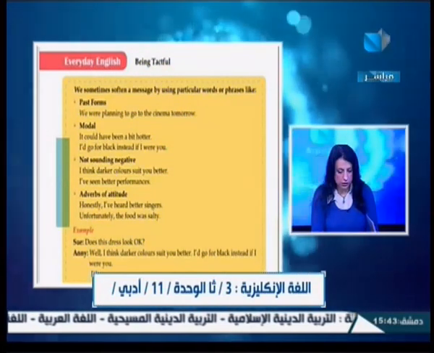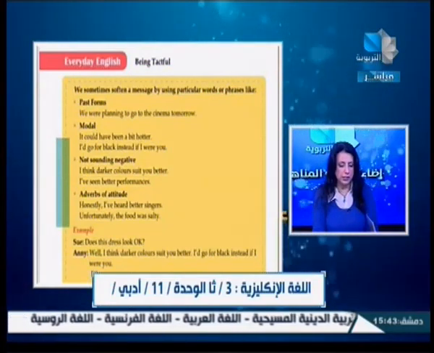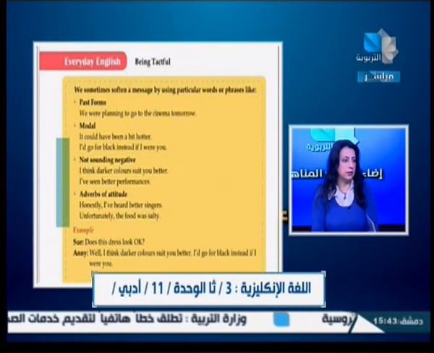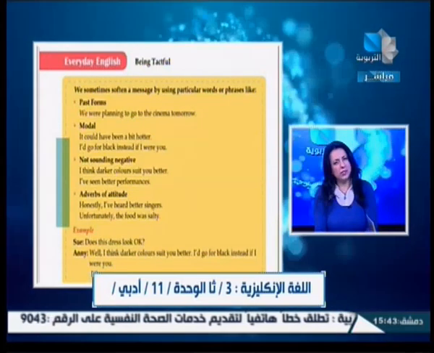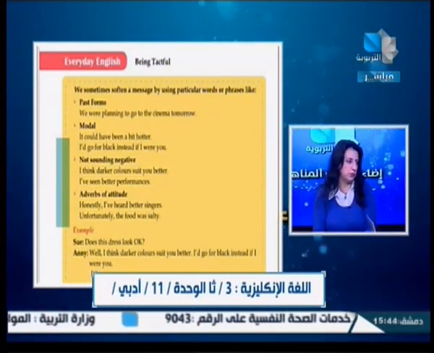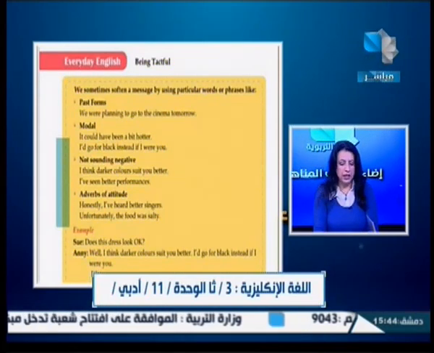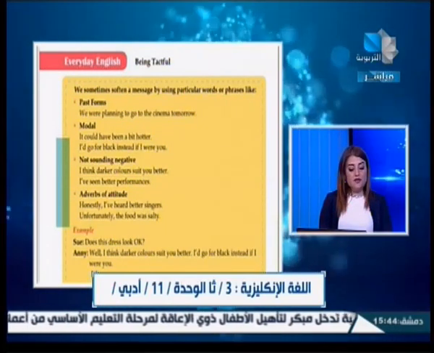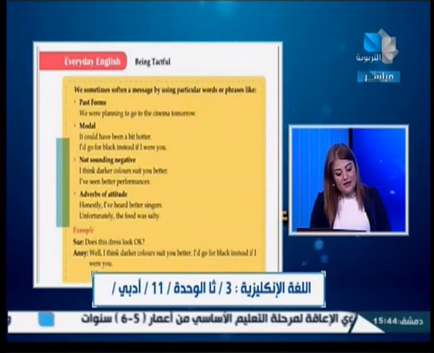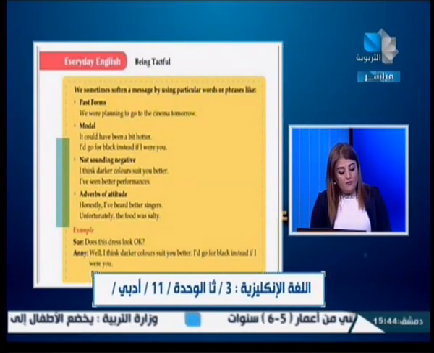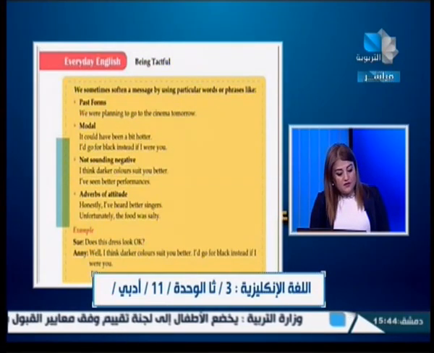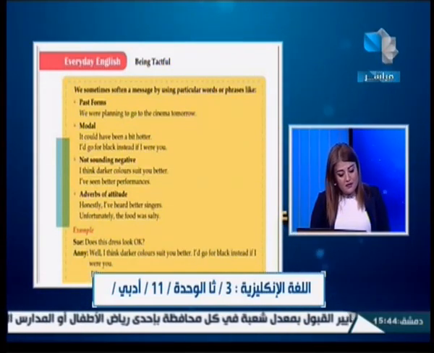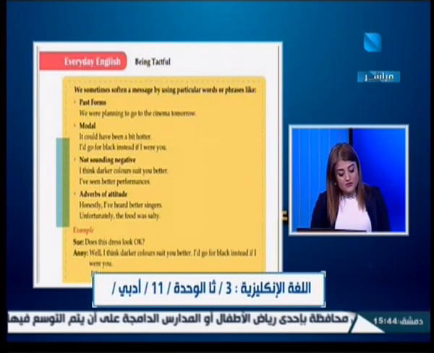We sometimes soften a message by using particular words or phrases. For example, we can use the past form. Instead of saying "I can't, I won't," we can say, "Well, I was planning to do something." We can use modals, like "it could have been a bit hotter," or "I would go for black instead if I were you." Also, we can use statements not sounding negative, like "I think darker colors suit you better."